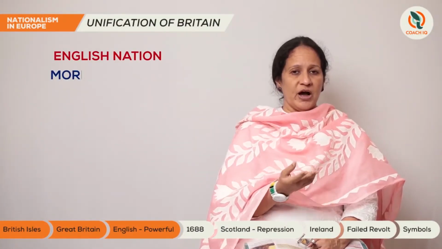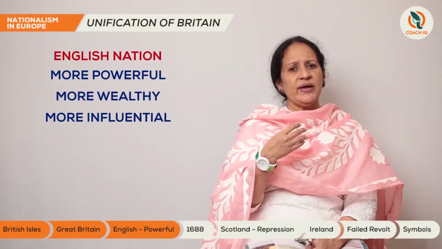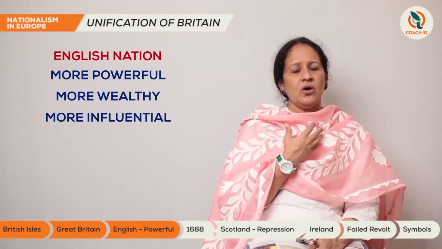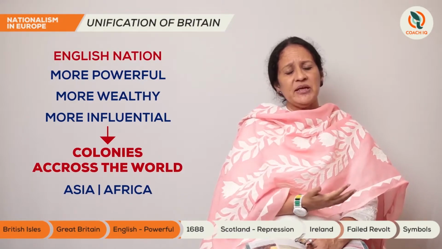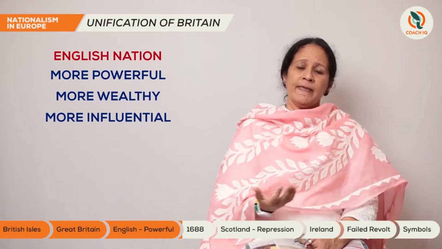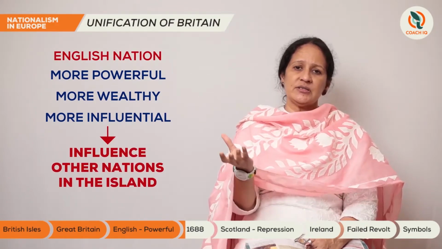Now slowly the English nation became more powerful, more wealthy, more influential, because as we know, England started having colonies all across the world in Asia and Africa. So it became very powerful and wealthy, and because of this it could influence the other nations which were there in the island.